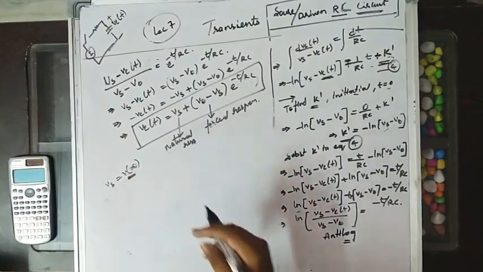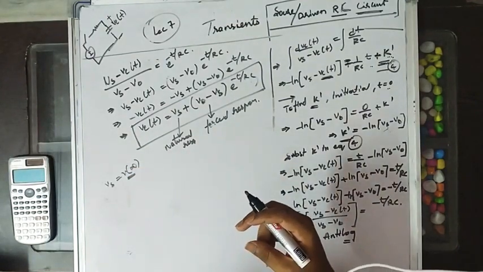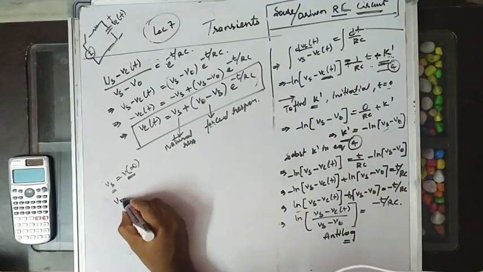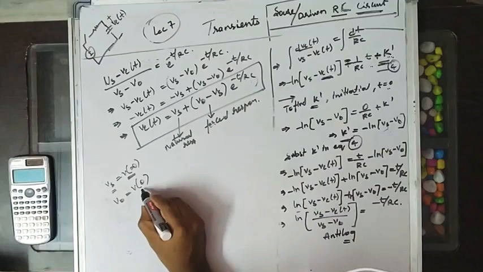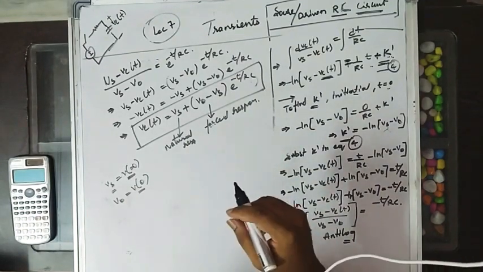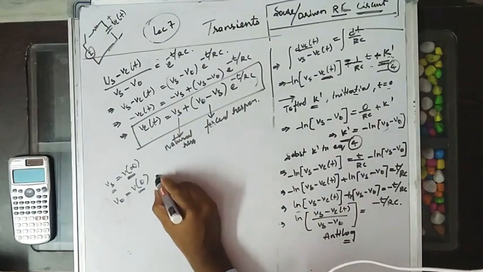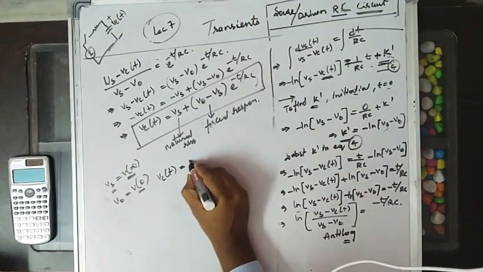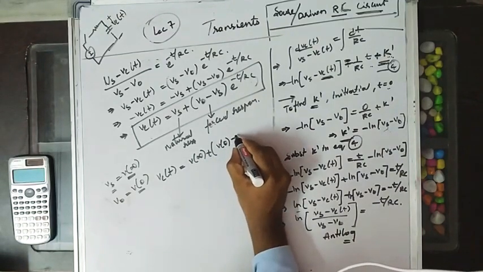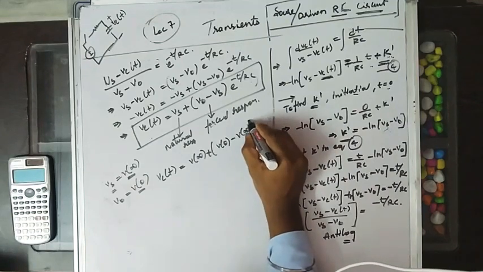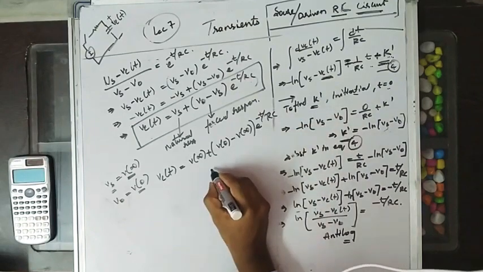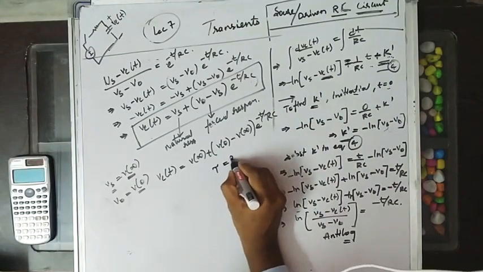That means at steady state, the voltage across the capacitor when the switch is operated for a long interval of time is called Vs. Now V0 can be represented as V of 0 minus, that is the voltage across the capacitor at the instant t equal to 0. So the equation becomes Vc of t equal to V of infinity plus (V of 0 minus V of infinity) e power minus t by RC. Here the time constant tau is equal to RC.